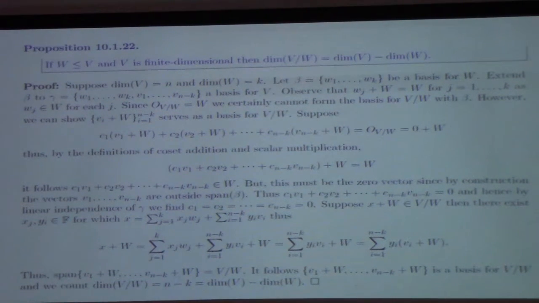I'm not going to do this in class, but if you read this, it'll make sense to you. If W is a subspace of V, and V is finite dimensional, the dimension of the quotient of V and W is the dimension of V minus the dimension of W. And here's the proof, in short. What do you think the basis for the quotient space should be? Here's what you do. Take a basis for W, extend it to a basis for the whole space. Everything that was in the basis for W will become 0 in the quotient, because that's what the quotient does, it sets W to 0.